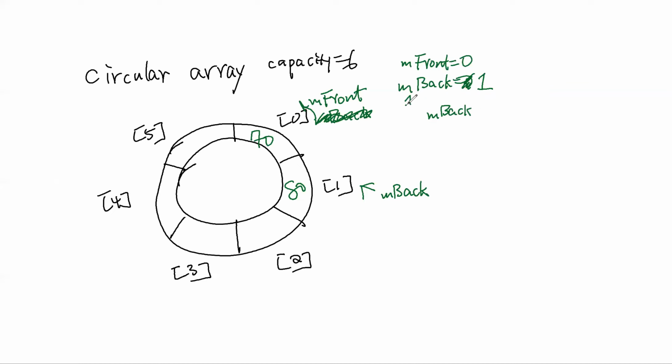So this is our first quiz question. Can you write the answer for what M back should be after I add 80? Can you all send your answer to the chat? M back shouldn't point to here. It should be here, so it should be 2. Okay, then I add 90. Then M back should be what? Should be 3. Very good.